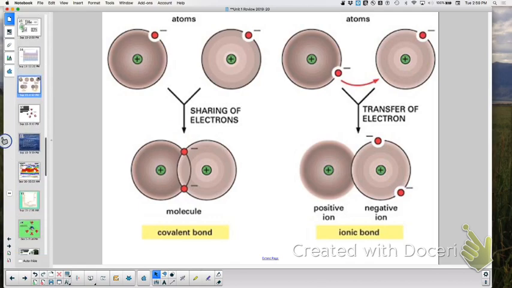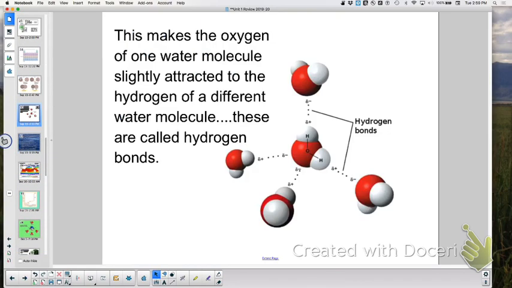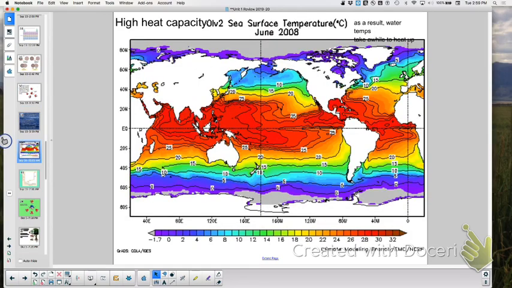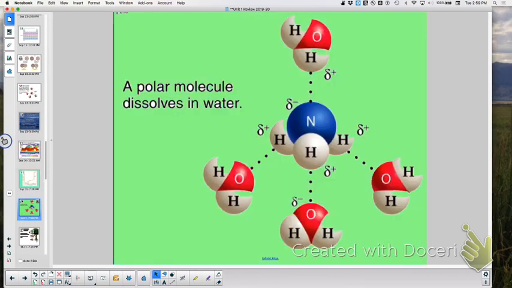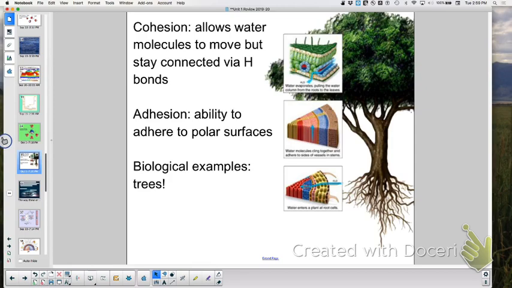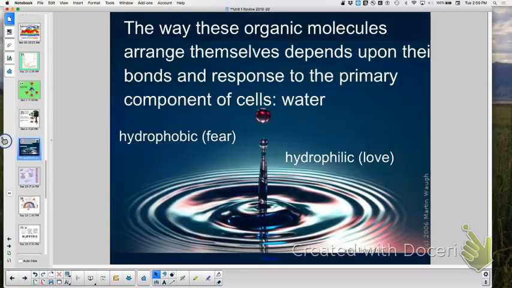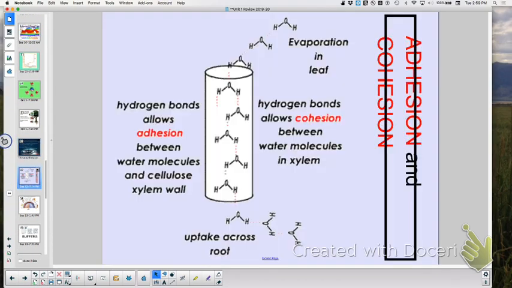Moving on. Hydrophilic properties of water: high heat capacity due to those hydrogen bonds, good solvent, adhesion, cohesion. I would review that. I think we have a whole essay over that.